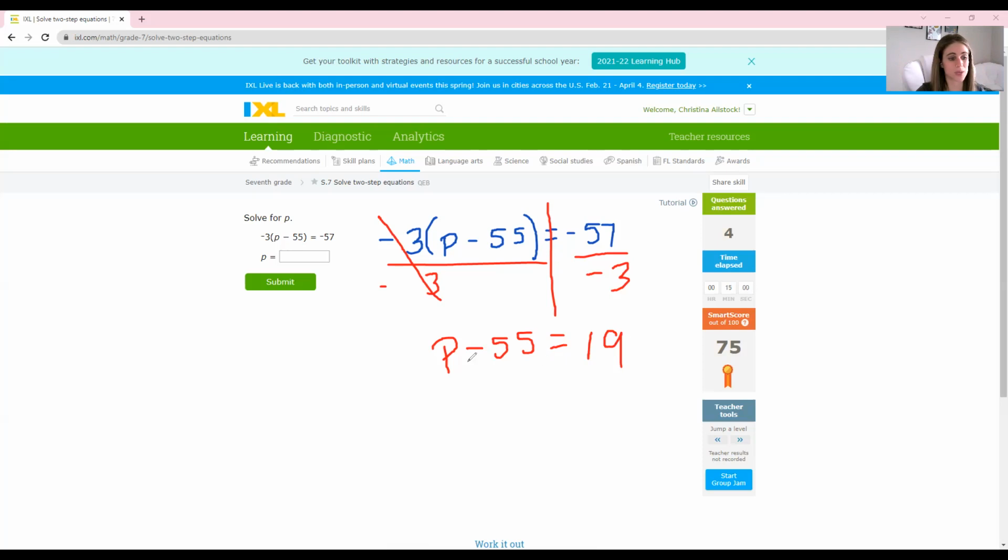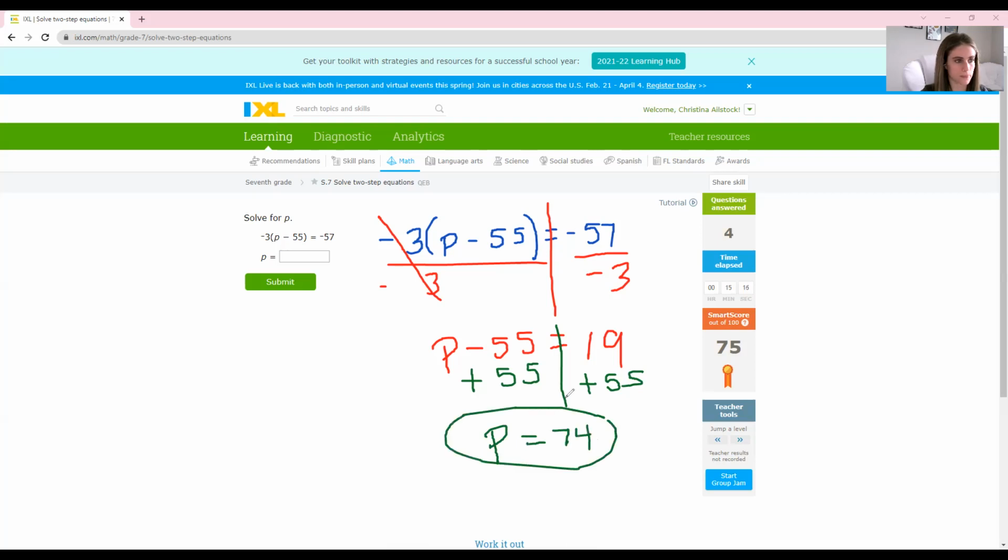Final step, p minus 55. Well, the inverse of subtraction is addition. We are going to add 55 to both sides. So 19 plus 55 would be 74.